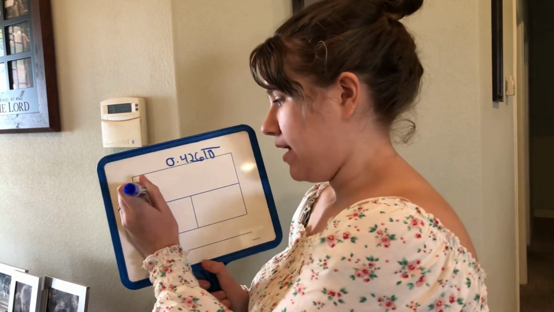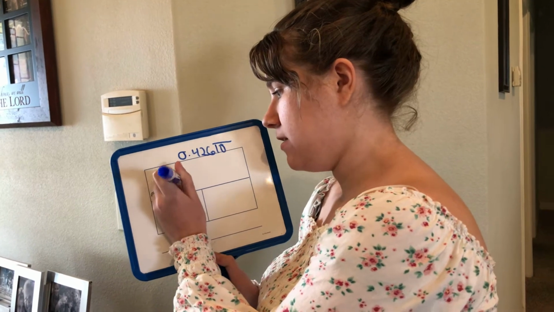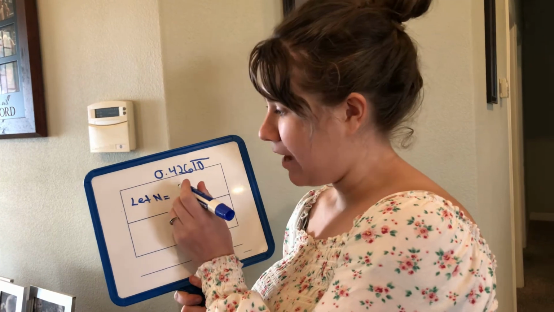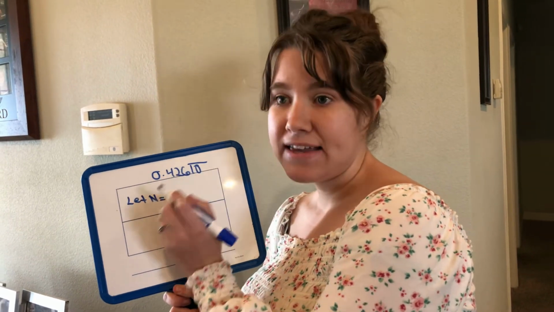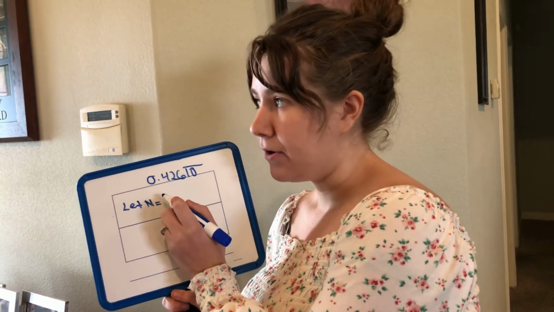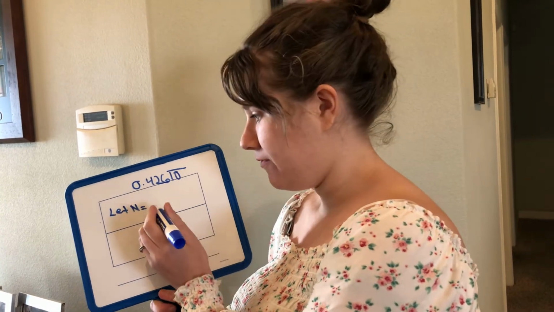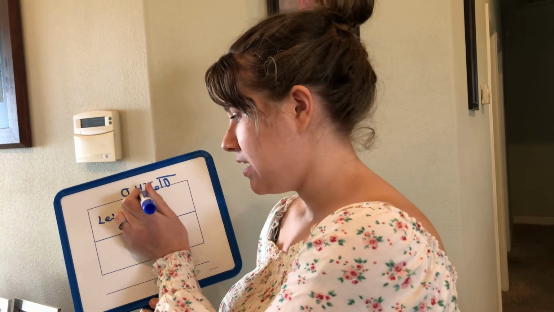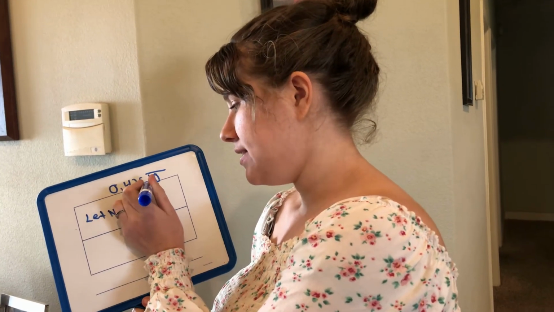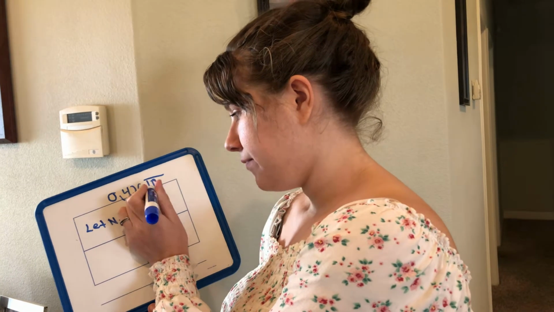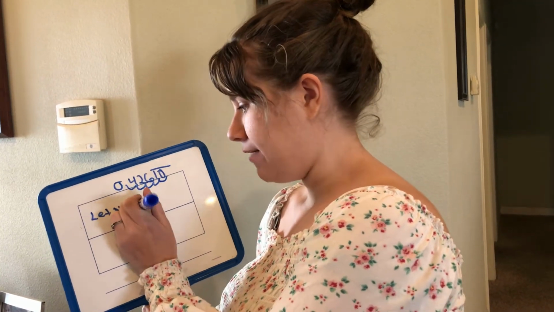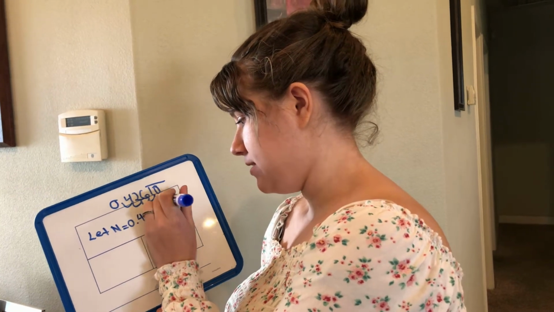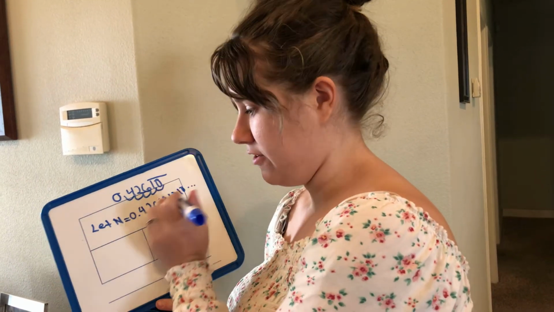Now I'm going to write let n equal. Before that, I'm going to multiply by powers of 10 until I get the repeating number on the left side of the decimal. So we have our decimals, 1 place, 2 places, 3 places, 4 places, 5 places. So we write 4, 2, 6, 1, 0, 1, 0, 1, 0, and so on.